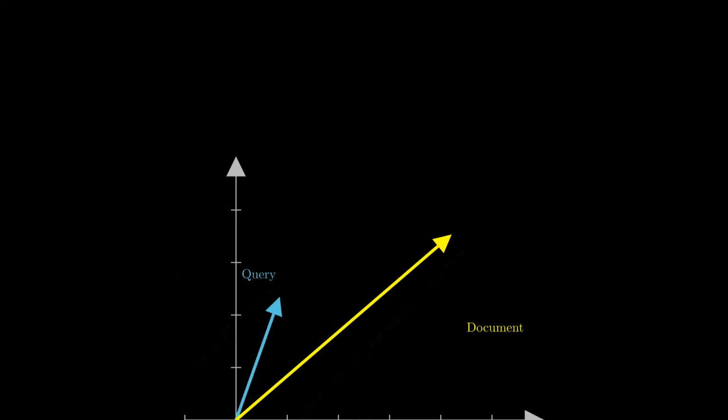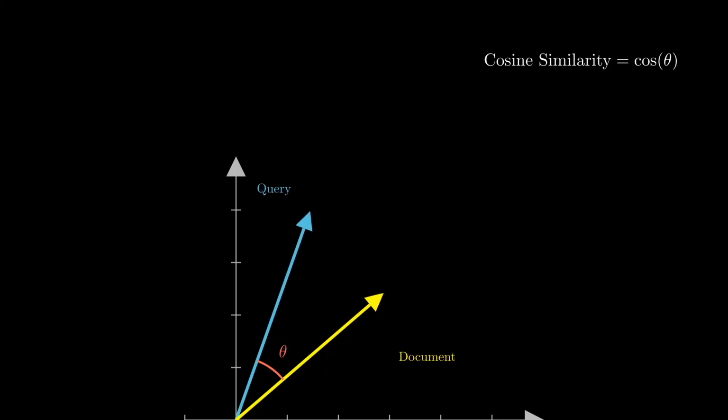But in semantic search, we don't care about word count or frequency. We care about meaning. To capture meaning, we look at the direction. We measure the angle, theta, between these two vectors. The smaller this angle, the closer their meanings are aligned. In data science, we call this cosine similarity. It is simply the cosine of that angle. A score of 1 means perfect alignment, 0 means no relation at all. The beauty of this metric is that it ignores magnitude. Watch as we change the length of our vectors. Maybe we add more text to the document or the query. Notice that while the arrows change size, the angle, and therefore the similarity score, remains exactly the same.